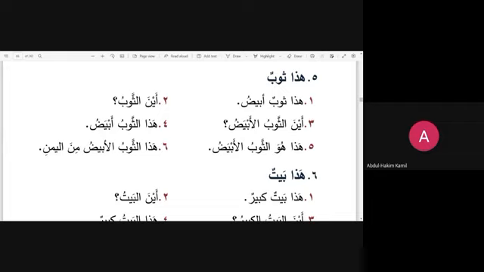Now we're going to describe it. This is a white garment. A white garment. It's together. It's a description of the garment. A white garment. Tayyib.